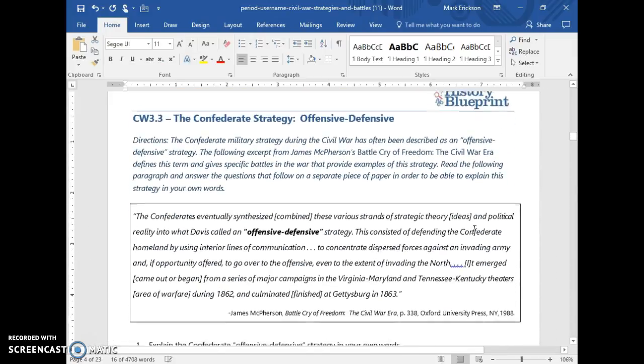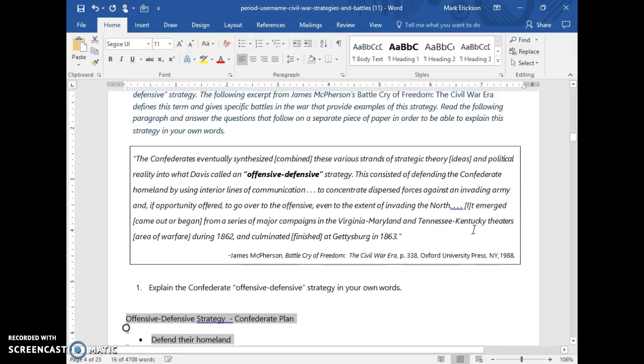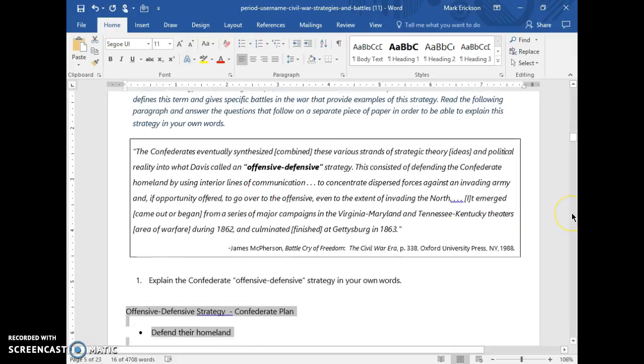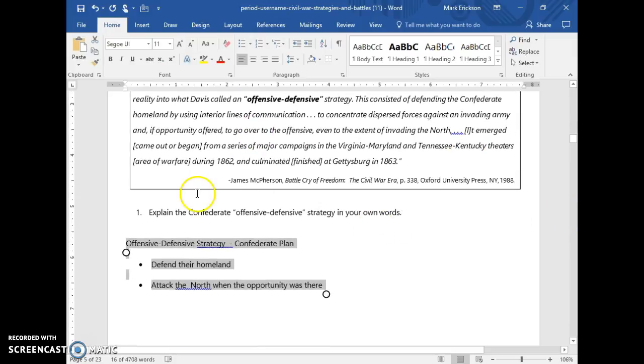Today, in the other classes, we read this paragraph right here, and I want you to read that on your own. And then you guys on yours have a number 1 through 6. I want you to delete out number 1 through 5 and just leave number 6, which says explain the Confederate offensive defensive strategy in your own words. And this is what you should have. These are your notes for that. All right? So if you need to pause to do that, go ahead and do that.